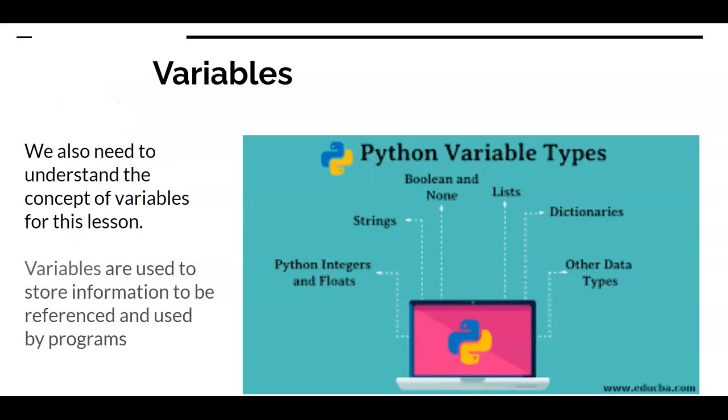We also need to understand the concept of variables for this lesson. Variables are used to store information to be referenced and used by programs. Python variable types include Python integers and floats, strings, Boolean and None, lists, dictionaries, and other data types.